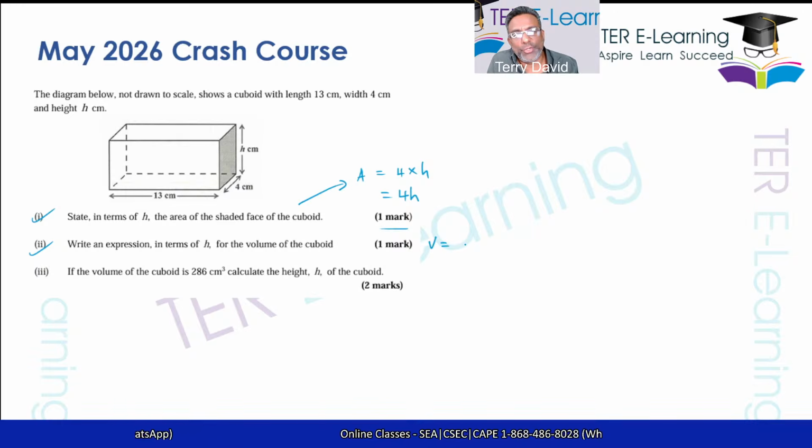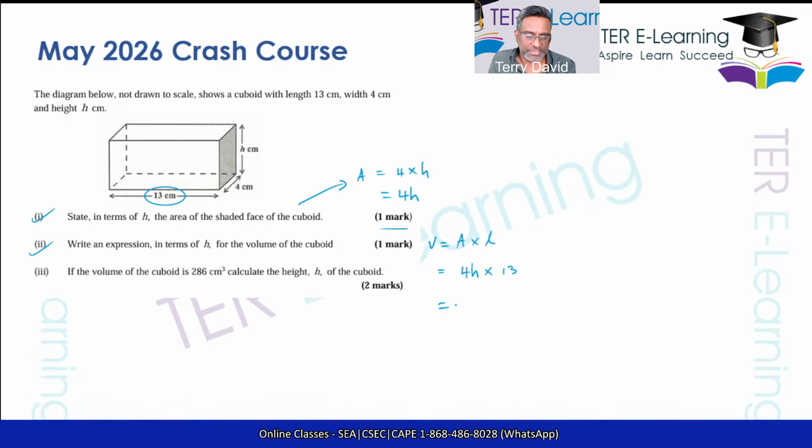So the volume of the cuboid is equal to the cross-sectional area multiplied by the length of the cuboid. So the cross-sectional area is 4h, and you're multiplying by the length. The length in this case here is 13. So you're going to say 13 by 4, and you're going to get 52. So this here is going to be 52h. That's your volume of this cuboid.